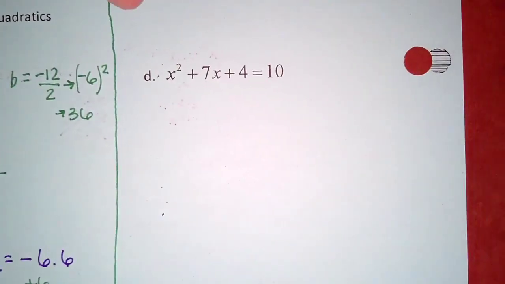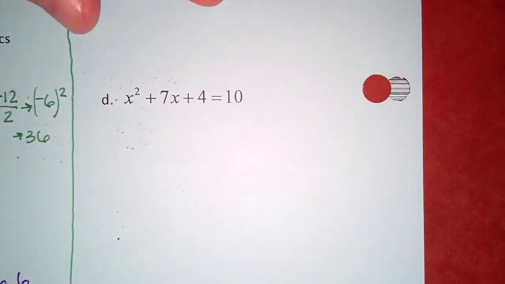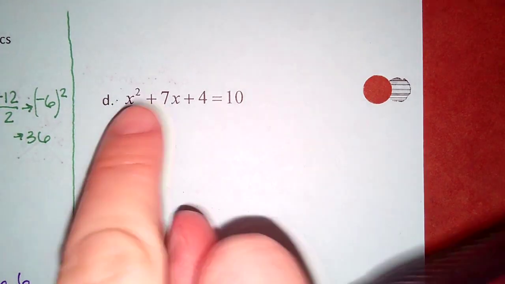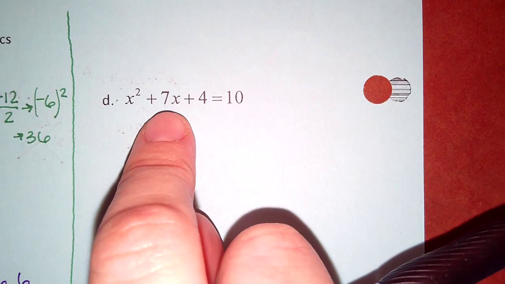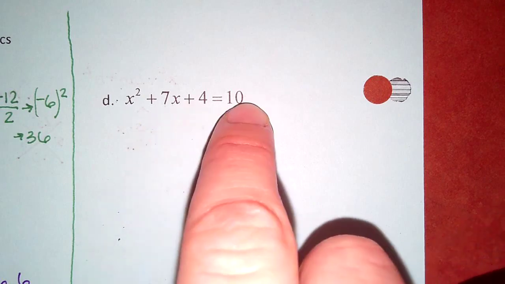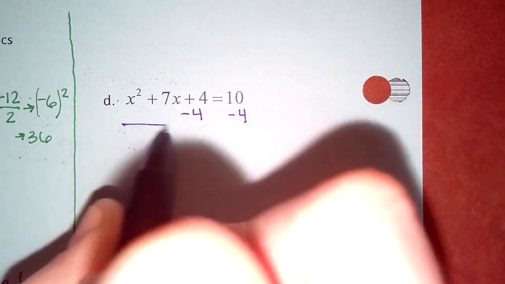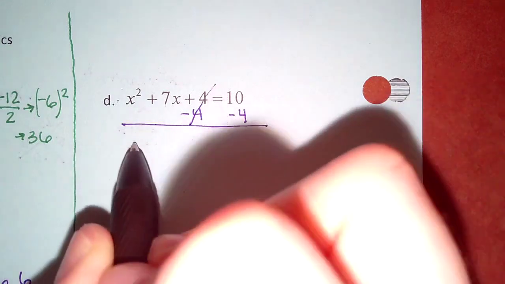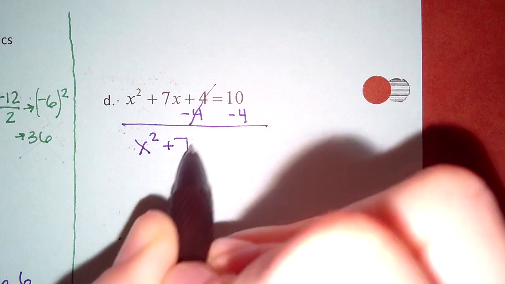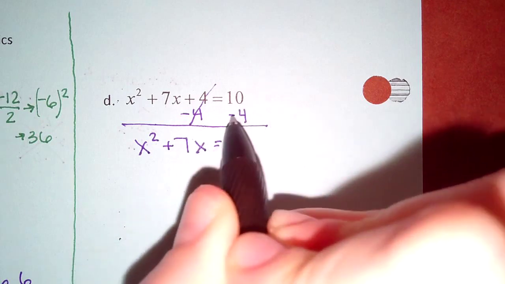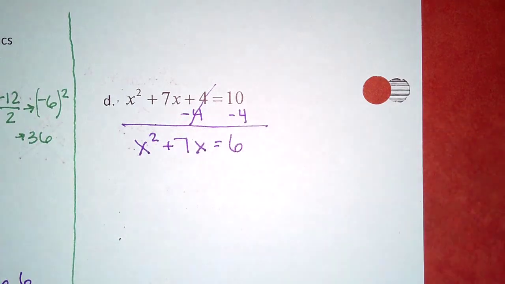All right. So first step, we want to move the 4 because we want to get the x squared and the x alone. How do I get the 4 to the other side? Subtract 4. These cancel. So x squared plus 7x equals 10 minus 4, 6.